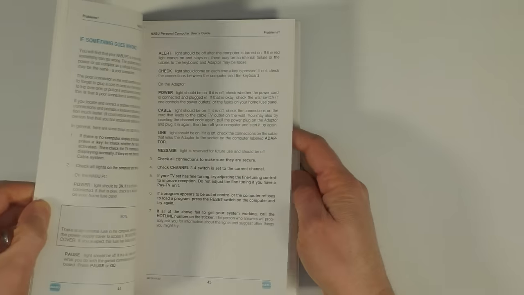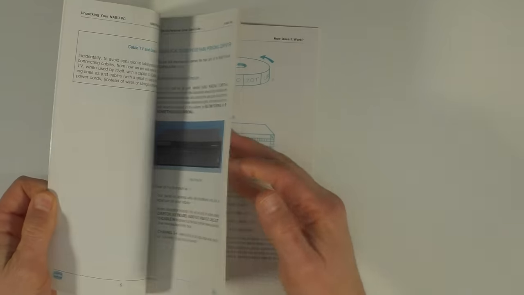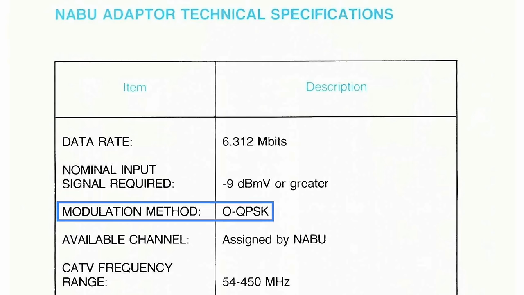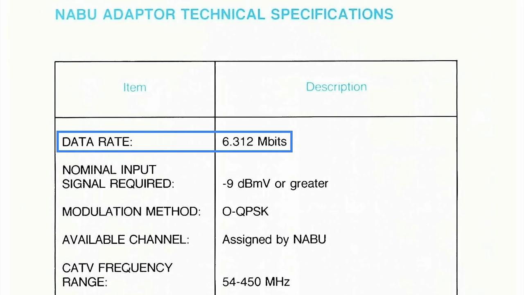I'd like to point out that the NABU User's Guide tells us a few very helpful things about the NABU Network's modulation. The modulation method is O-QPSK, which stands for Offset Quadrature Phase Shift Keying. The data rate is 6.312 megabits a second.